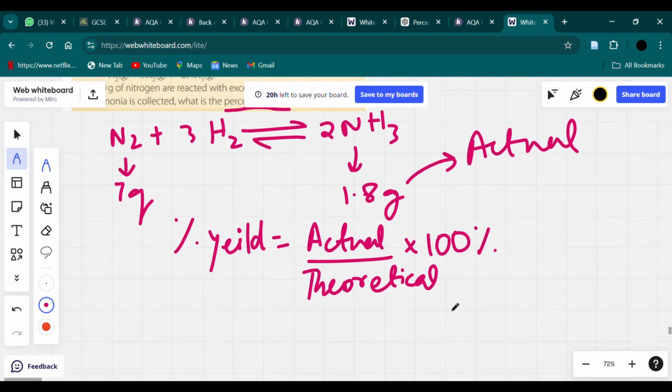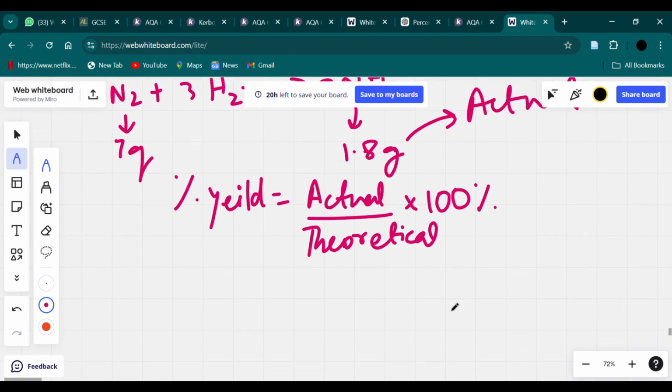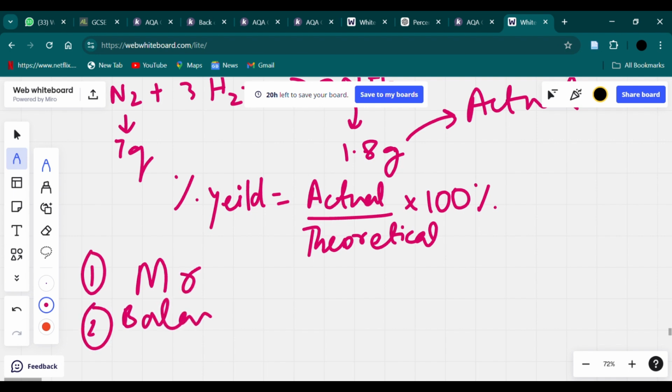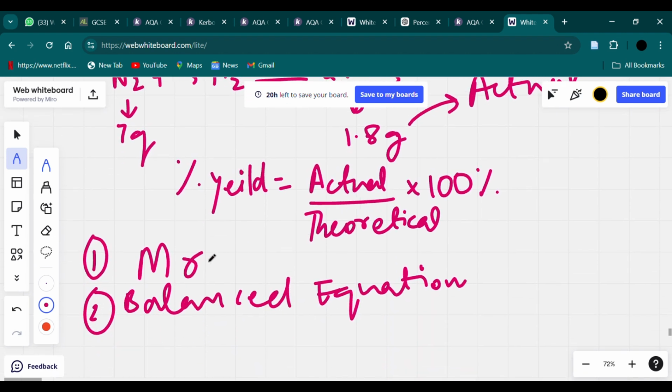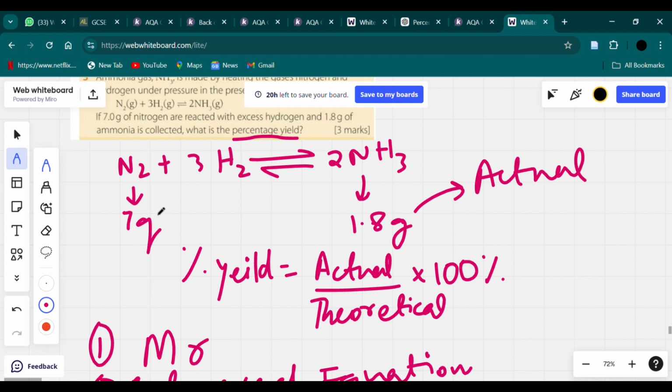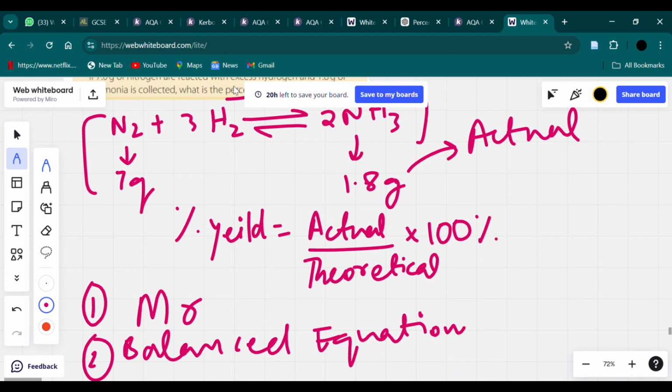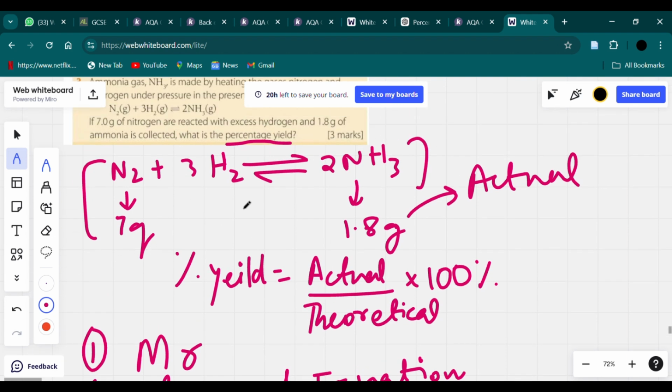Now we will find out the theoretical yield. In order to find out the theoretical yield, we must know 2 things. What are the 2 things here? The molar masses of the reactants and the products, and second, the balanced chemical equation. We already know the balanced chemical equation, which has been given in the question, and here we will just find out the molar masses or formula masses of the reactant nitrogen and the product ammonia. We are not concerned with the hydrogen here, only with the nitrogen and the ammonia, because the masses of the nitrogen and the ammonia have been given to you.